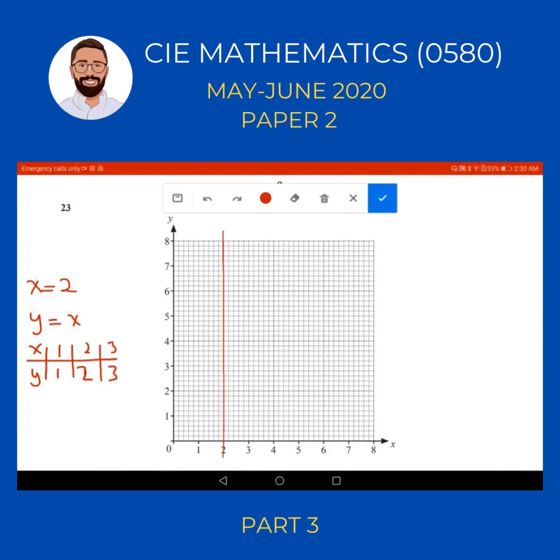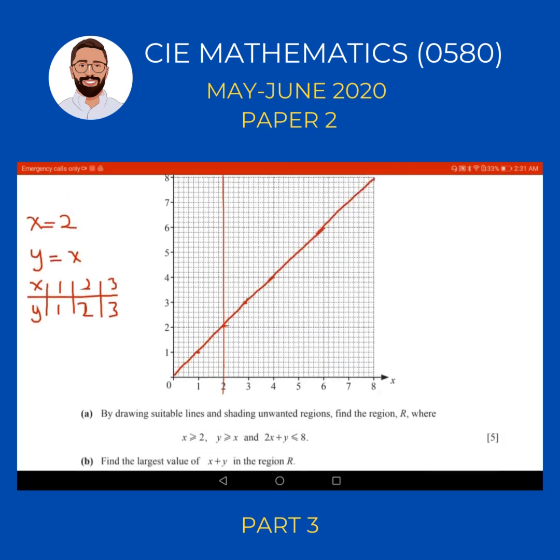So when x is 1, y is 1, so it's this point. When x is 2, y is 2, so it's this point. When x is 3, y is 3, so it's this point. When x is 4, y is 4, and so on. Now we need to draw a line connecting all these points, so let's do that. And then this is my line.